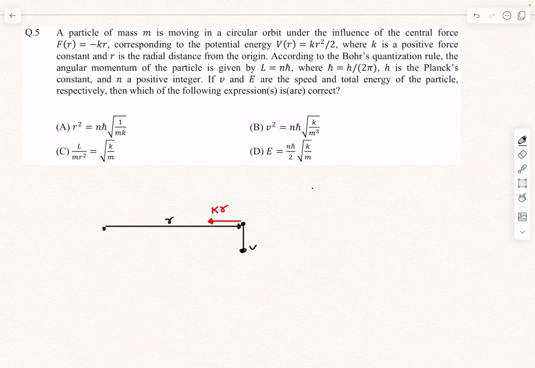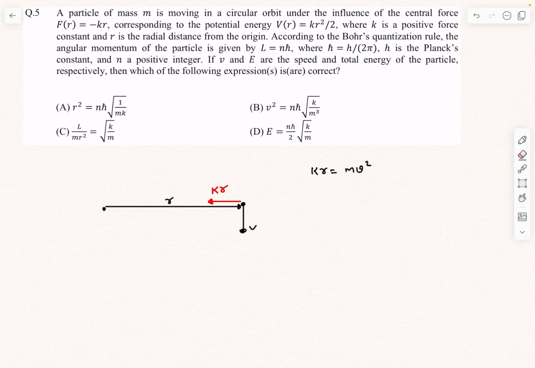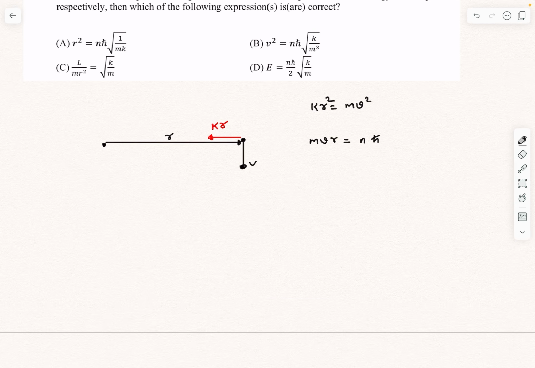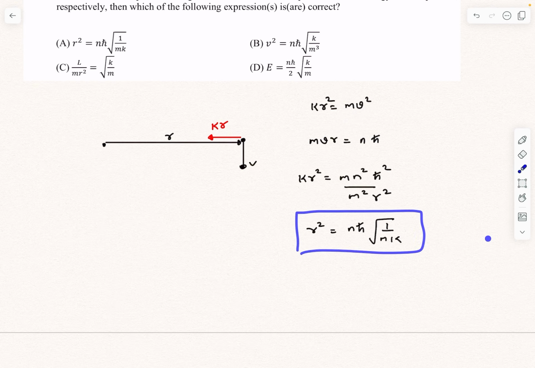Okay, so first we can write the F equals ma equation in the radial direction. We can say k multiplied by r equals mv squared divided by r. So we can take the r to the other side and write kr squared equals mv squared. And equation number 2 we can obtain from Bohr's quantization rule. The angular momentum of this particular particle is mv into r perpendicular, which is just r. So this will be mvr and this would be equal to nh cross. Okay, so we'll take the value of v and put it over here. And once you solve it, you'll get the answer for r squared as option A.